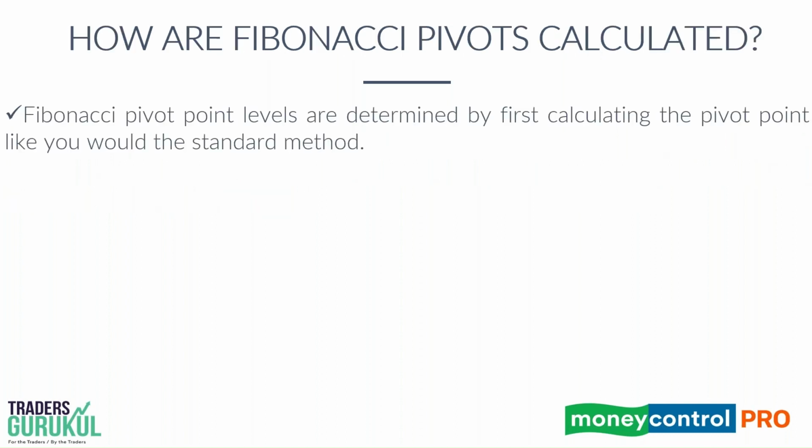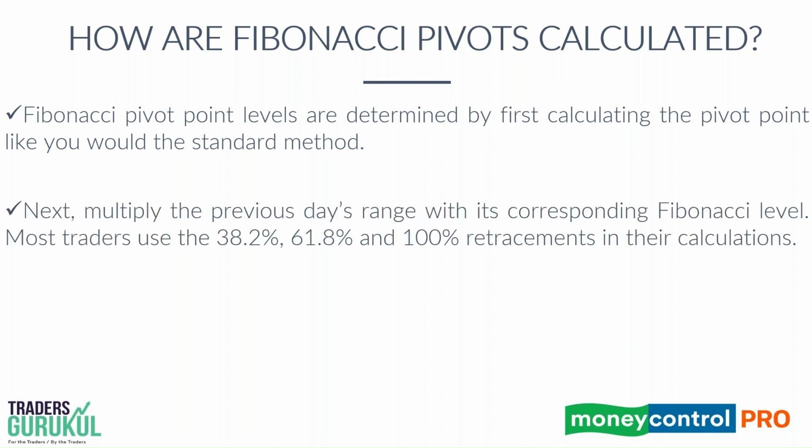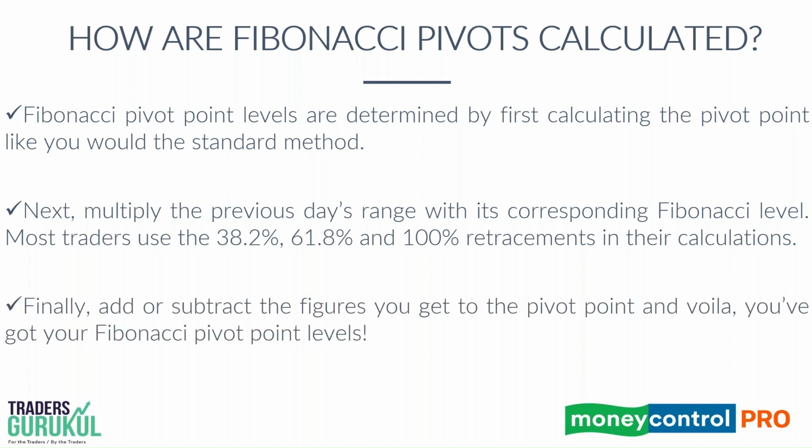How are Fibonacci pivots calculated? We will not go much deeper into mathematics, just a general look at how the Fibonacci points are calculated. The Fibonacci pivot points are determined by first calculating the pivot points by the standard method, and then multiplying by the Fibonacci ratios. You must have heard about these Fibonacci ratios, like 38.2. These are generally the retracement levels. You must have heard about retracement levels in stock markets. Okay, so this was the general knowledge about the calculations.